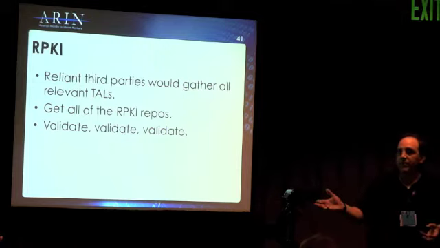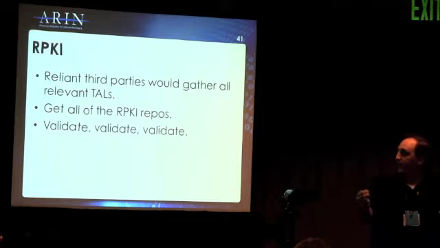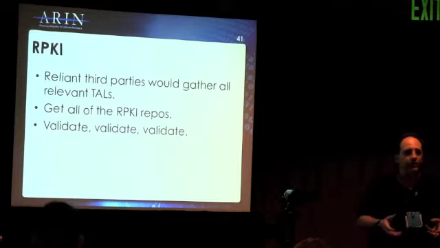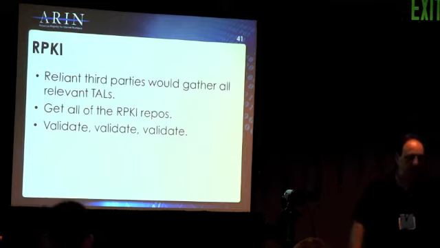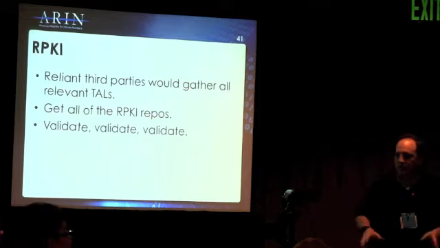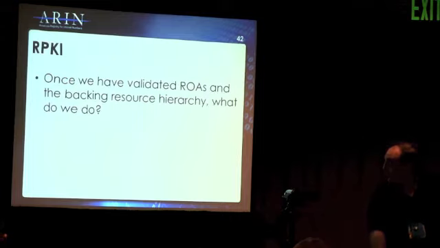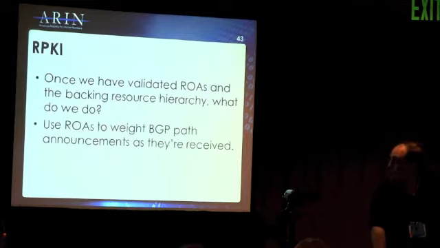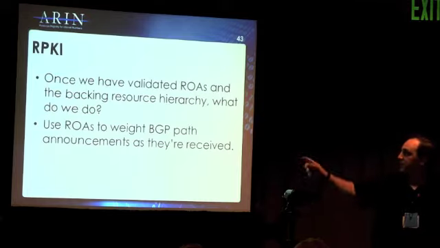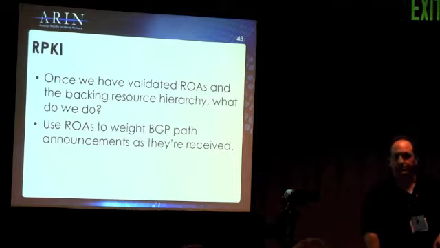Relying third parties out there that want to do this origin validation, they go out, they get all the TALs, download all the repos, and validate the whole structure. This is something that does not need to be done in real time. It can be done ahead of time. You can stage it, get it set on a server, and then once we have all these validated ROAs, what do we do? We use them to weight BGP path announcements as they come in to your gateway routers.